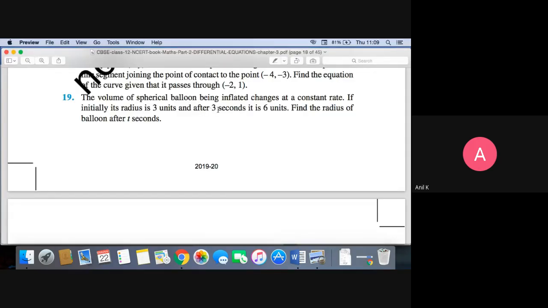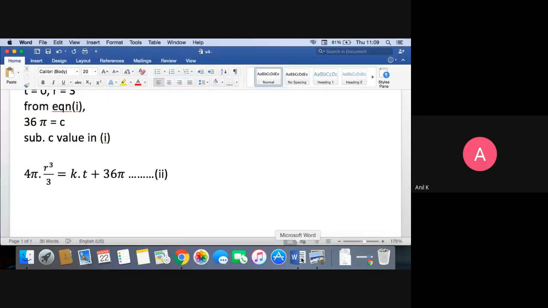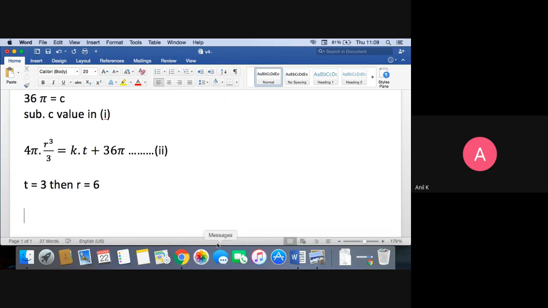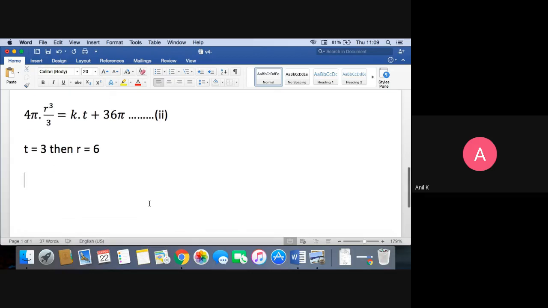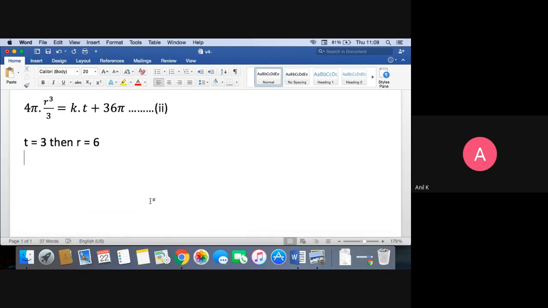After 3 seconds, the radius is becoming 6 units. So when t equals 3, your r value is becoming 6 units. So again substitute this t value and r value in equation 2. Let's see what you get if I substitute the t value and r value.